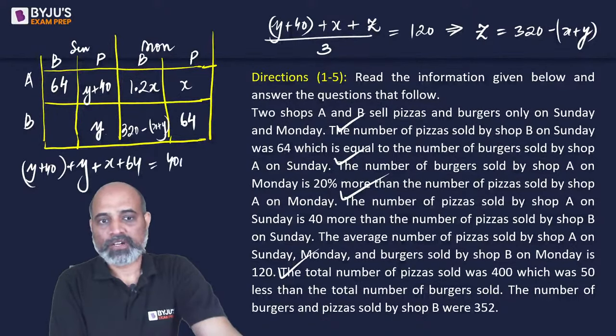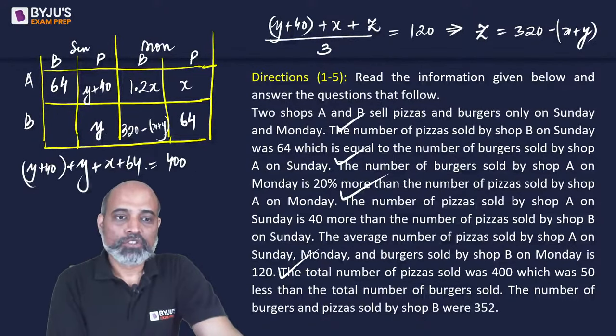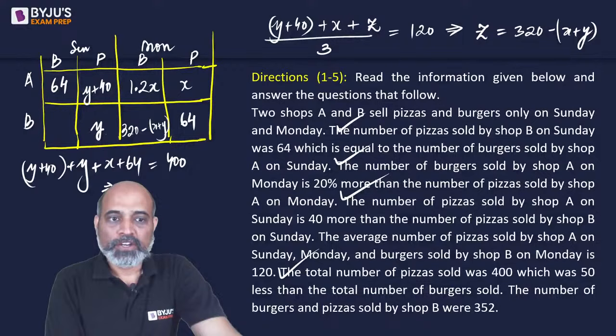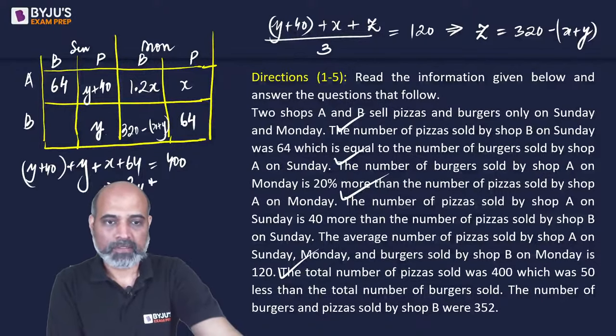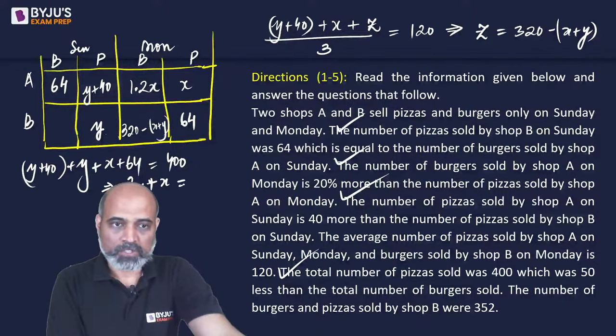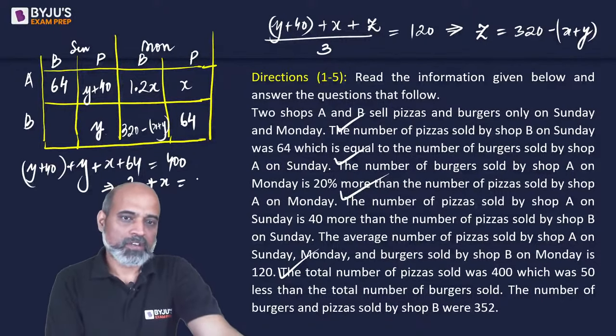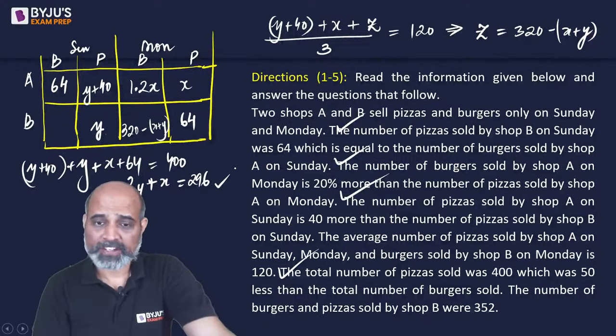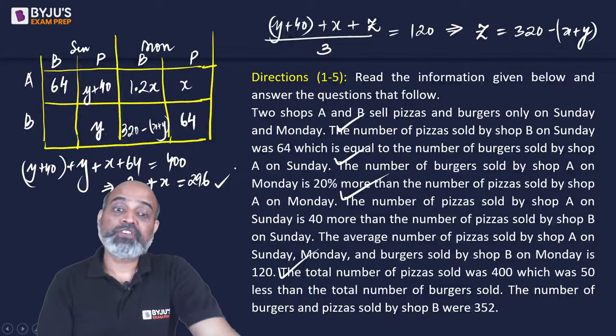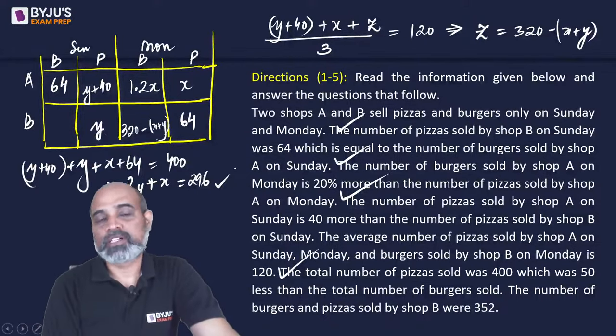This is 400, right? So from here we will get 2y plus x is going to be 296. So this is another equation that we have, which was 50 less than the total number of burgers sold.